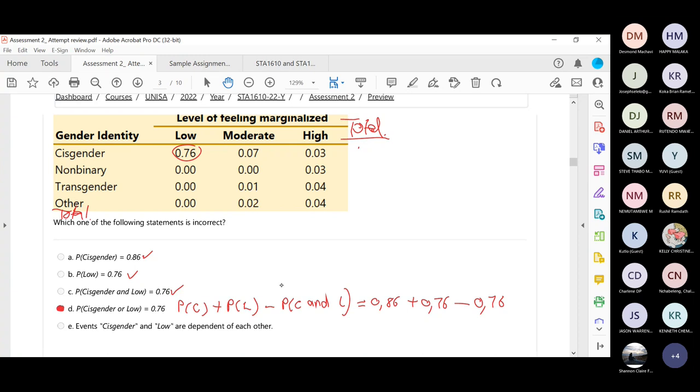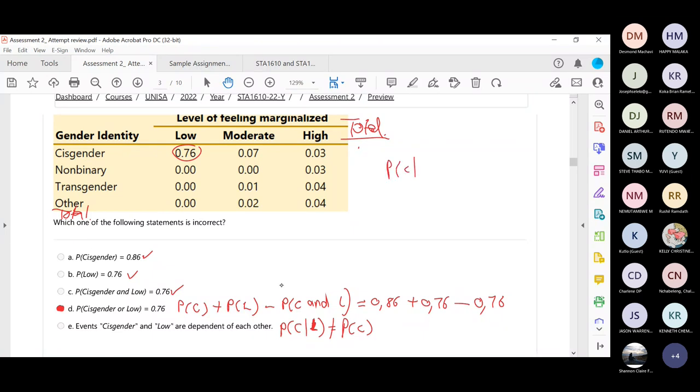The last one says events cisgender and low are dependent. So you need to check that. You need to check that the probability of cisgender given low should not be equal to the probability of cisgender. You have to prove that it's not equal for you to prove that they are dependent. So let's see. We know the probability of cisgender is 0.86. We just need to find the probability of cisgender given low.